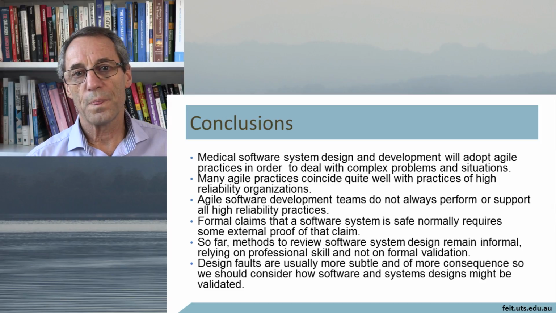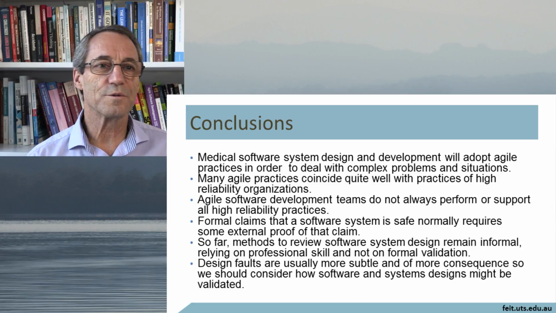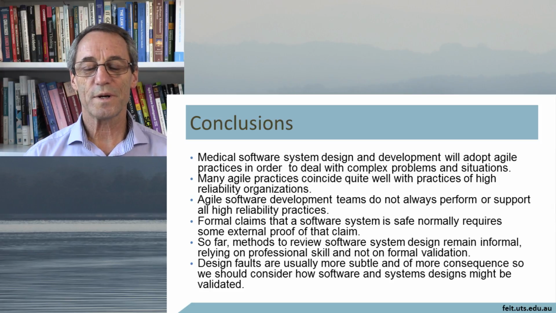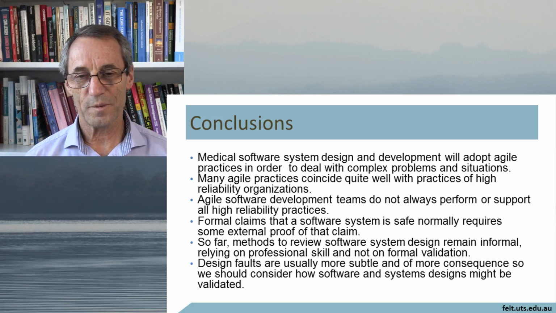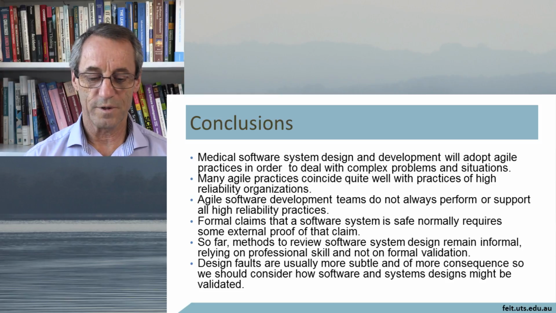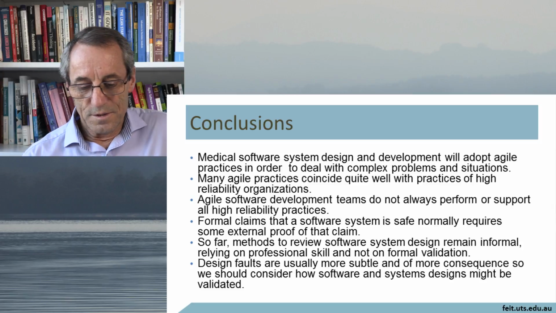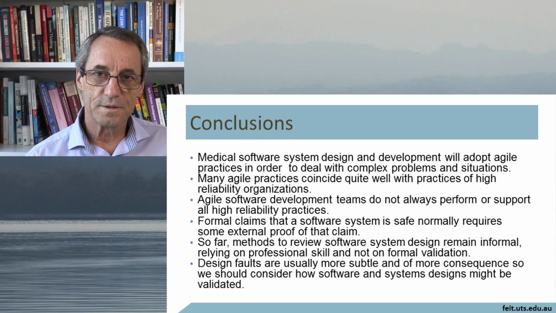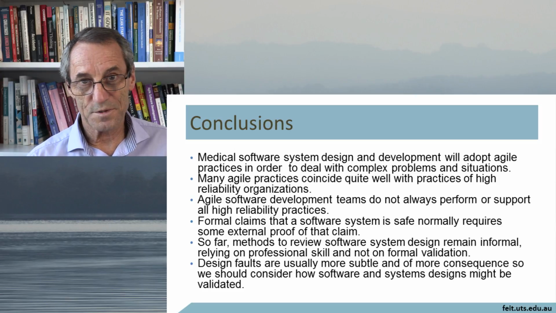So whether unconsciously or by accident or not doesn't matter, but some of the practices of high reliability organizations are observable in agile software development methods. Agile software development teams do not always perform or support the high reliability activities. So it means there's a way to go.